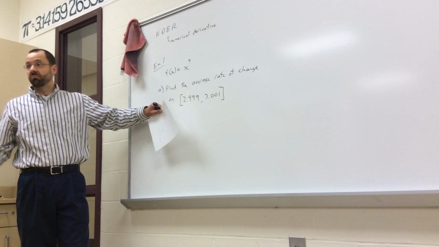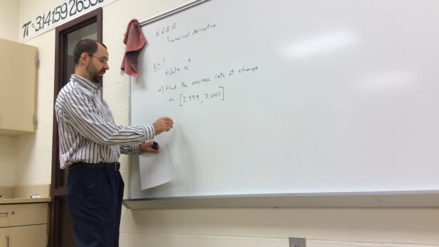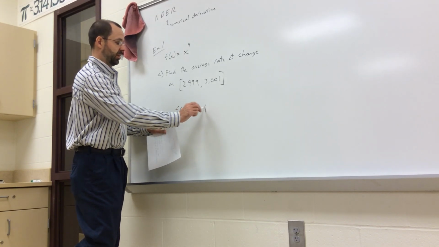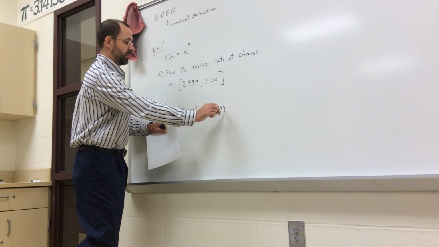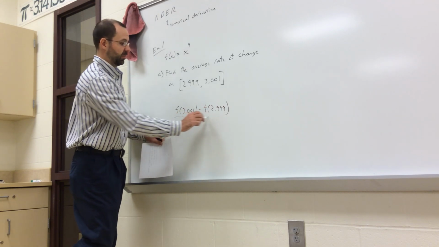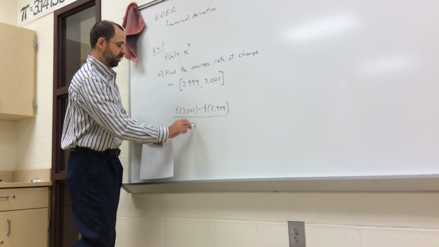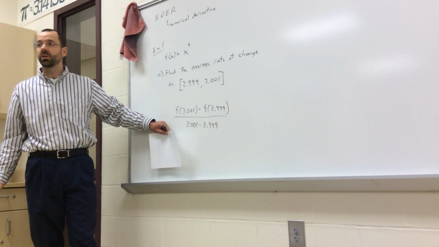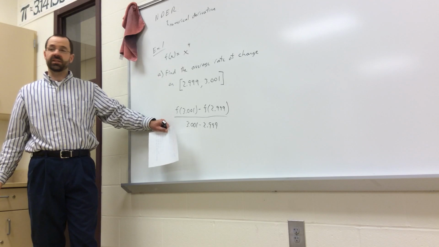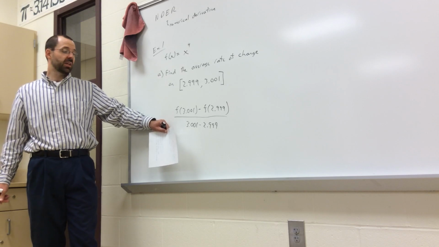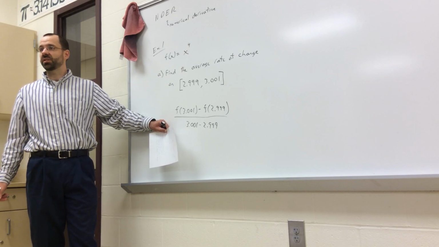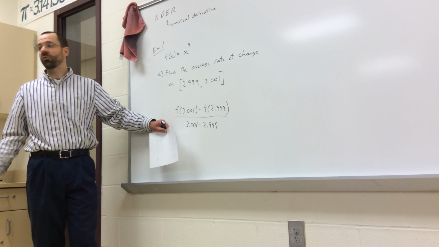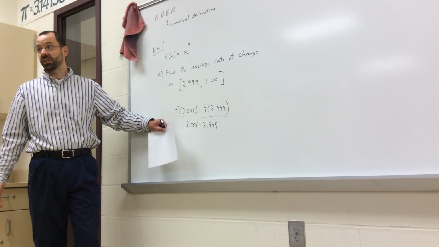So this is what we've been doing. You just take f of 3.001 minus f of 2.999 and then divide by 3.001 minus 2.999. So nothing new yet. This is just the average rate of change. Kind of annoying to be using these long decimals, but still the same concept as what we've been doing. f of b minus f of a all over b minus a, the average rate of change.